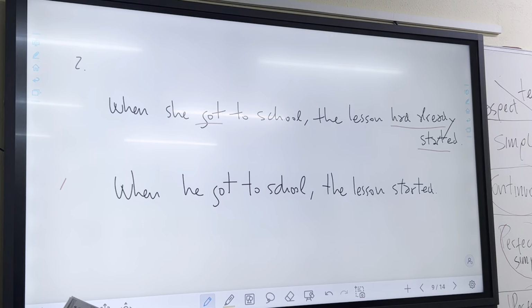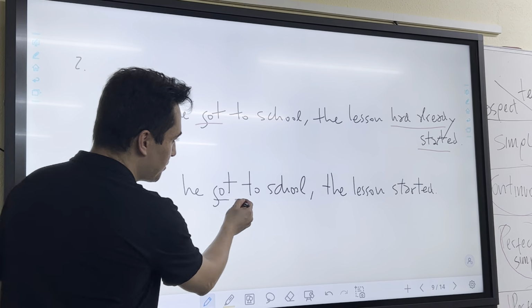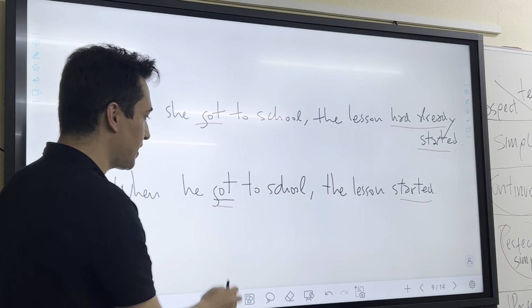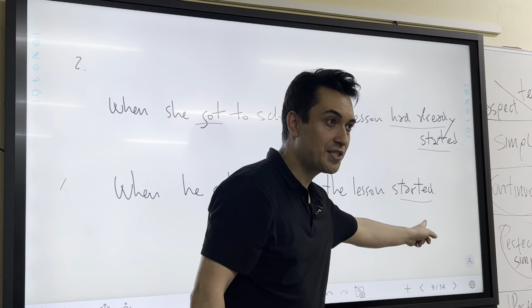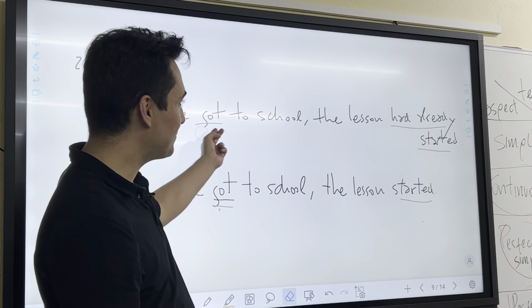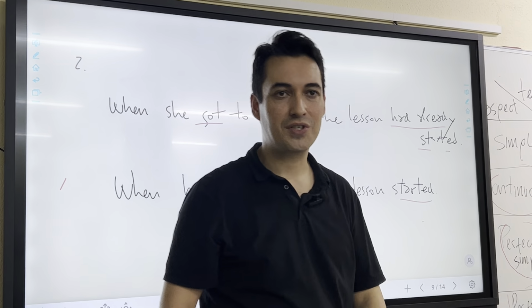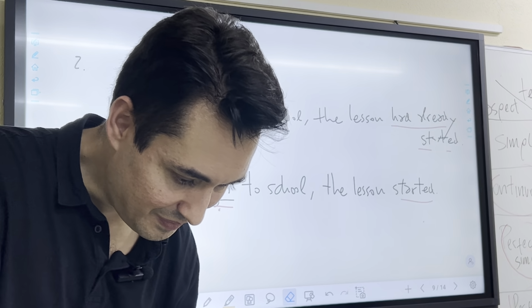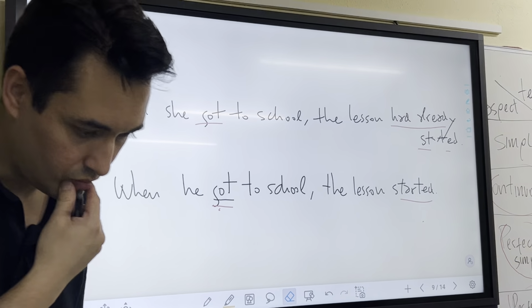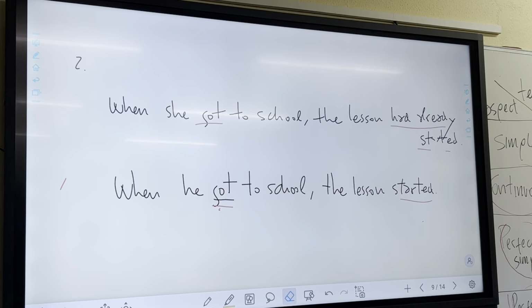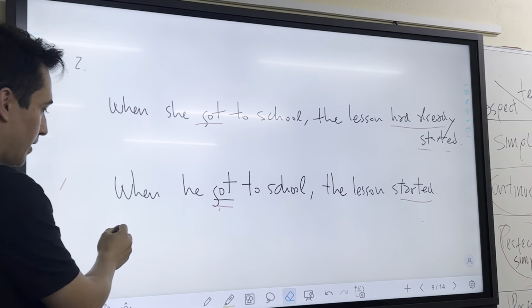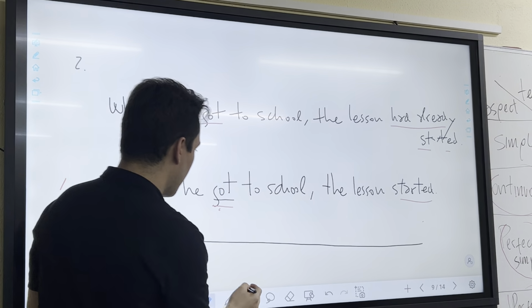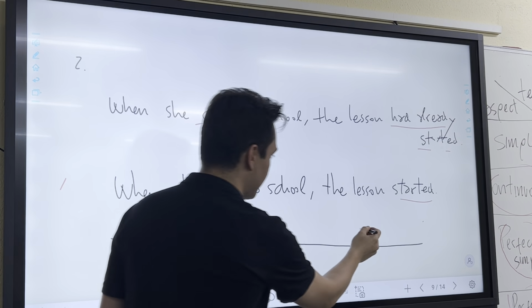Have a look at this. When he got to school, the lesson started. Here we have a combination of simple and simple. And here it is simple and perfect. What is the difference? Sophie. On the first one, when she got to school, the teacher was already teaching. But in the second one, she arrived and then the lesson started. Very good. So here, if we have a timeline, he got to school first, and then the lesson started.